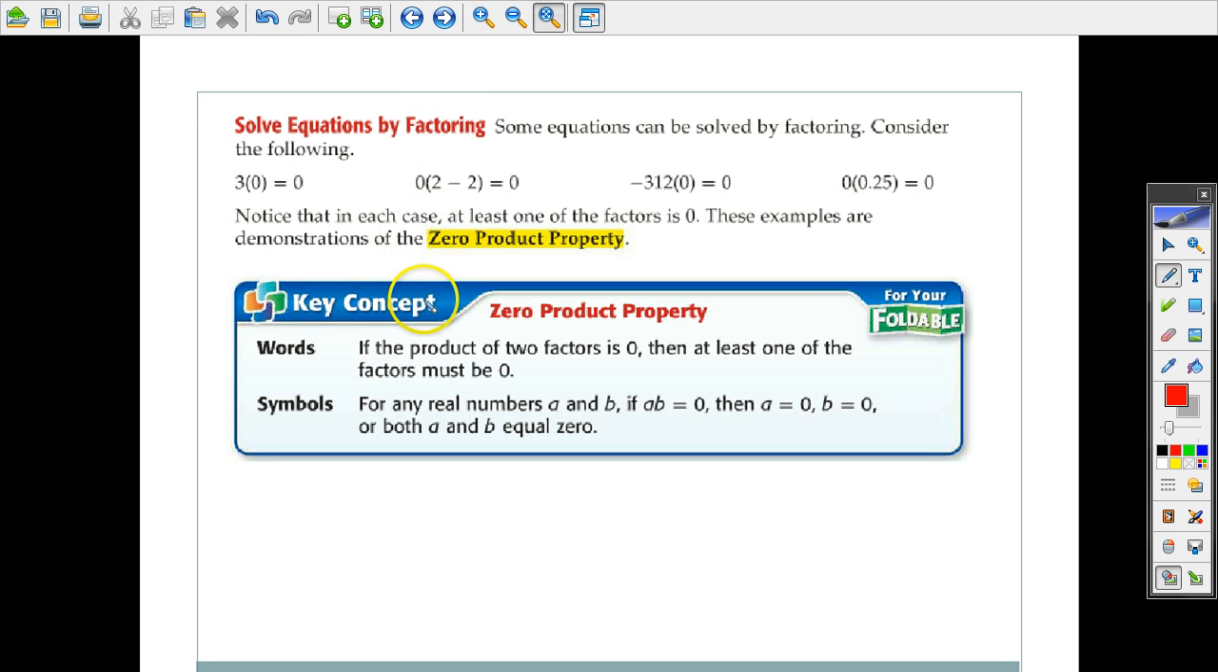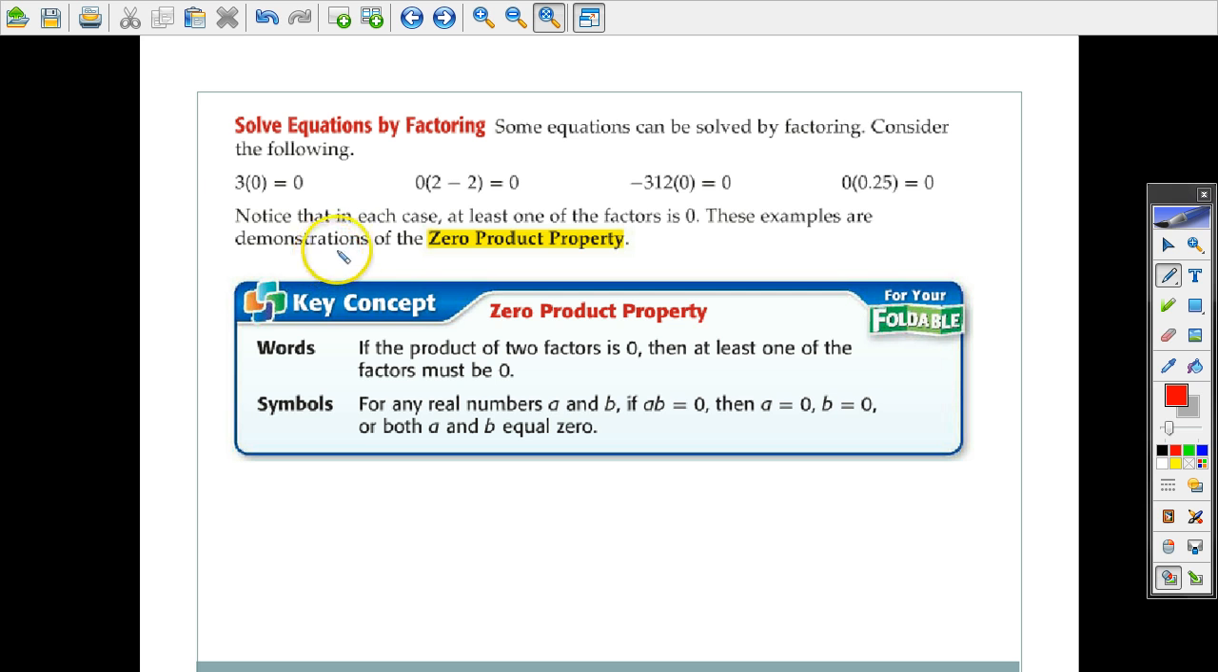Okay. All right, solve equations by factoring. Some equations can be solved by factoring. Consider the following. If you have 0 multiplied by 3, it's 0. Also, if you have 0 multiplied by something that equals 0, it's also 0. If you have a negative number times 0, it's also 0. So basically, any number times 0 is going to equal 0.